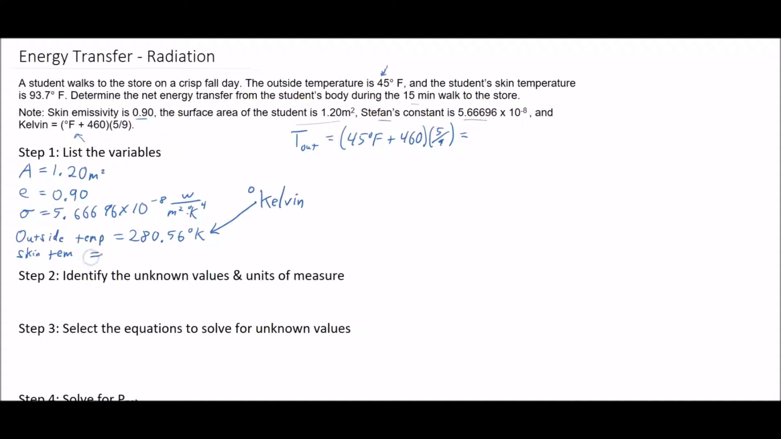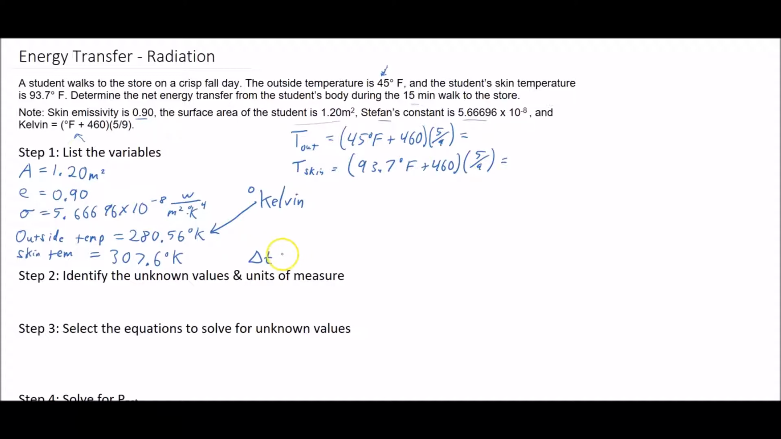Now we need our skin temperature. Again, we need it in Kelvin. So I'll just do the same thing as before. Temperature of skin. And the temperature of the skin is 93.7 degrees Fahrenheit plus the 460 times the 5/9, and that will give us a skin temperature of 307.6 degrees Kelvin.